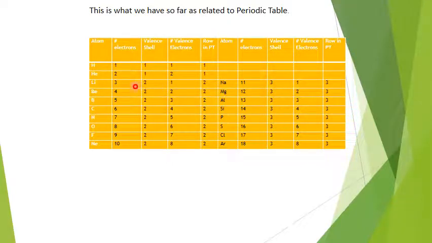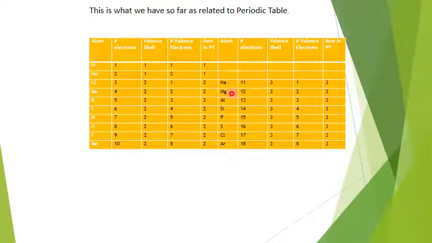If you go back and look at what we just did, lithium had 1 electron in its valence shell, and sodium also had 1 electron in the valence shell. And you notice where they are. They're both in the first column. The difference is what row they're in. And if we looked at beryllium, we saw that beryllium had 2 energy levels and 2 valence electrons. It's in the second row in the periodic table.